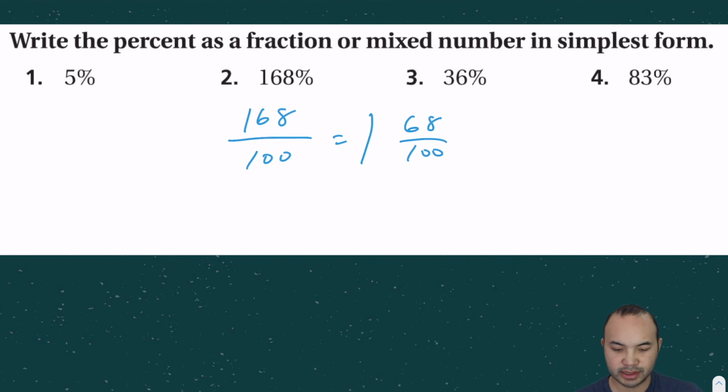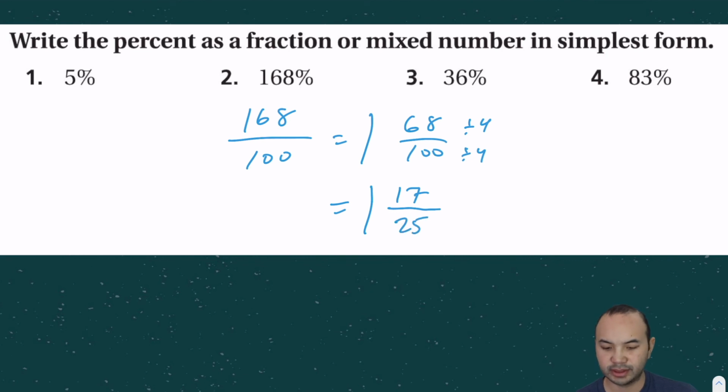So you have to think, okay, what goes into 68? Does 2, does 4, and actually 4 goes into 68. So in this case, the 1 stays there. 68 divided by 4 is 17. And then 100 divided by 4 is 25, and nothing else goes there, so you have 1 and 17/25.